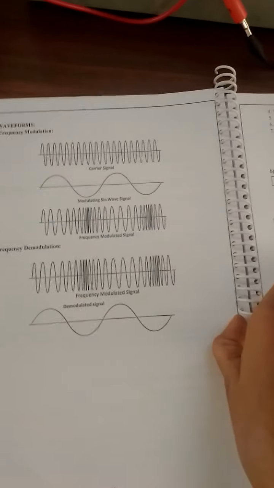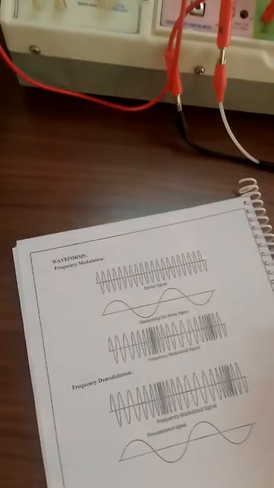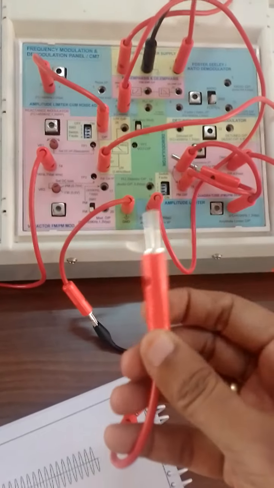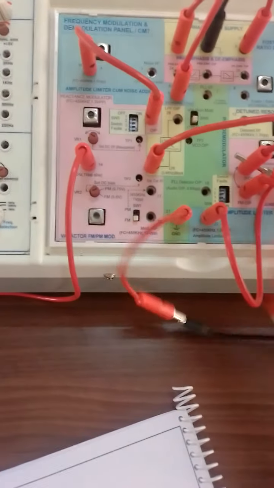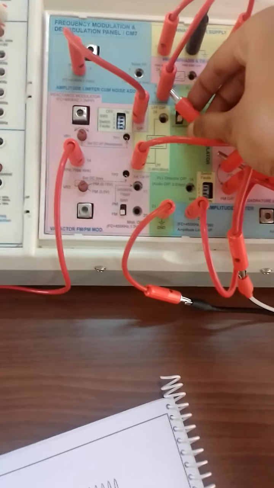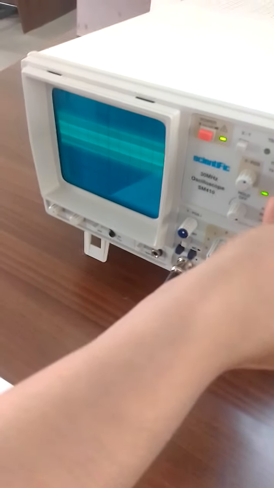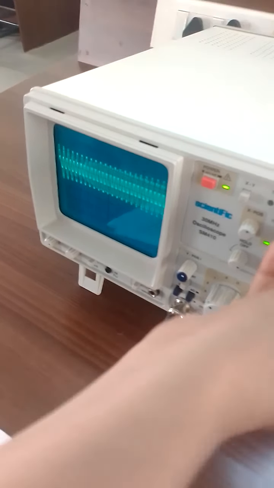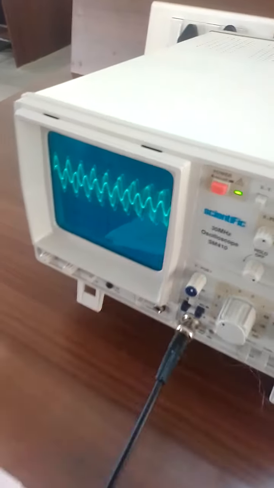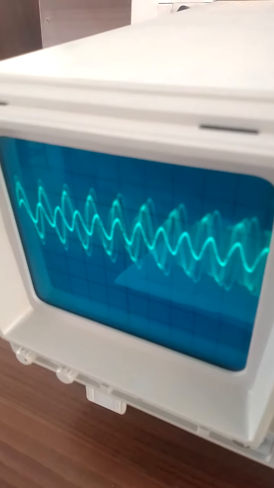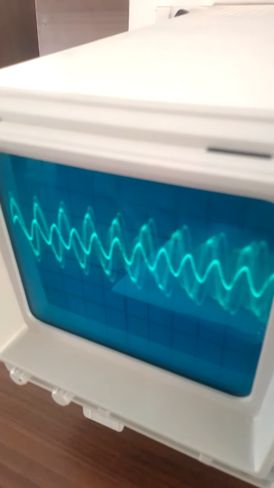Now we are going to see the same output in the CRO also. This is the CRO positive. I am going to get the frequency modulated output, so I keep it at the modulated output. Now I get the output in the CRO. This is the frequency modulated output that we are viewing in the CRO. This is the FM modulated output.